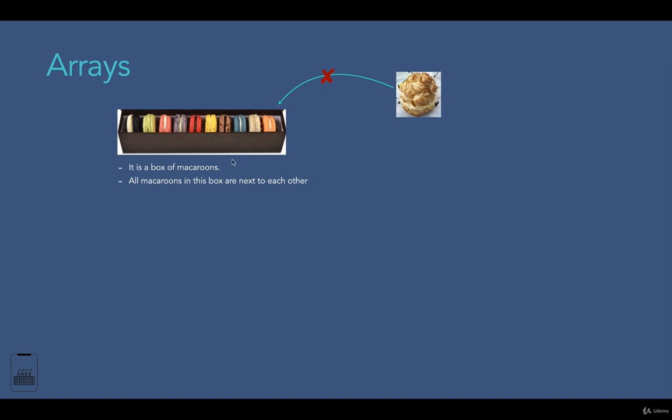Now the next property is that each macaron here can be identified uniquely based on its location. Let's say if I want to identify this macaron over here, I can say that this is the fifth macaron in this box. Or if we want to identify the other one, we can identify it by its location. So this is the sixth macaron over here, and so on.